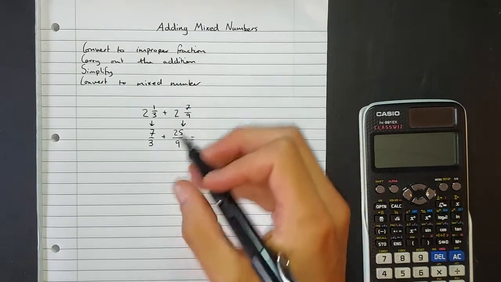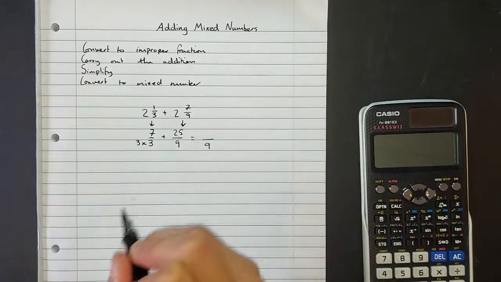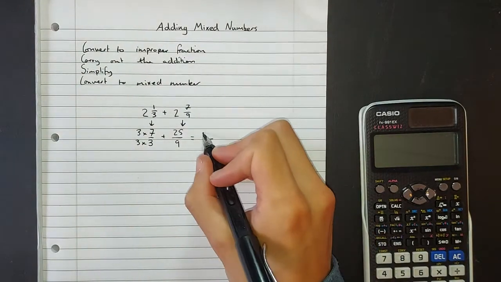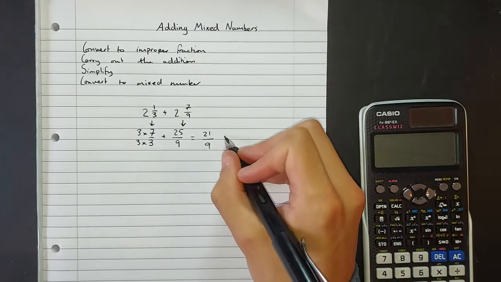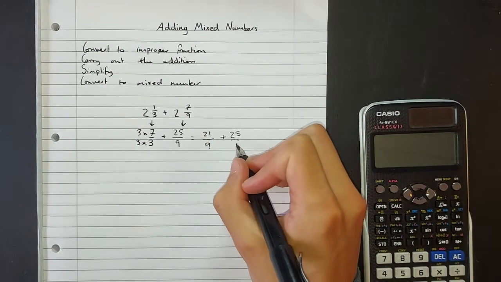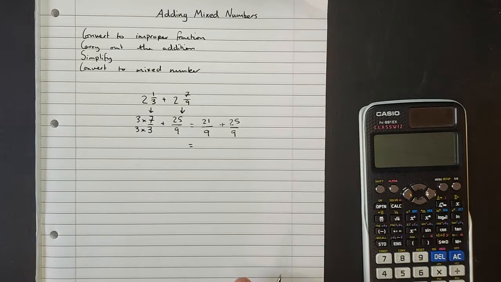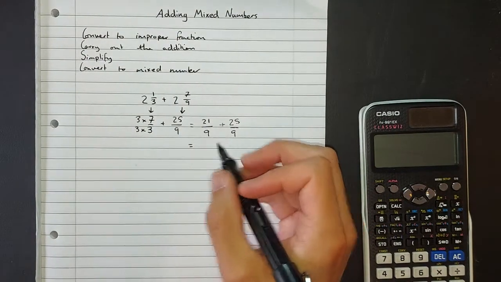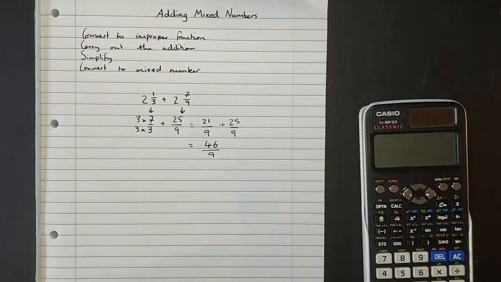So let's do that. We're going to take the bottom and times it by 3. 3 times 3 gives us the 9. That's what we were after. Then we're going to have to times the top by 3 as well. So 3 times 7 gives us 21. This already has a denominator of 9, which is why we chose 9. So we don't have to worry about that one. Next up we have to add our two numerators. So we've got 21 add 25 to give us 46/9. Can we simplify this?